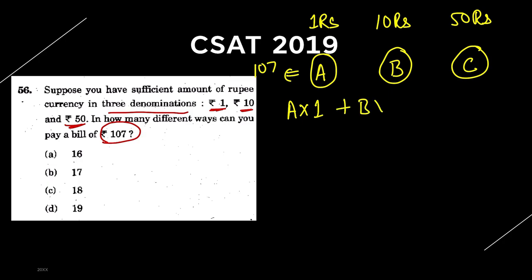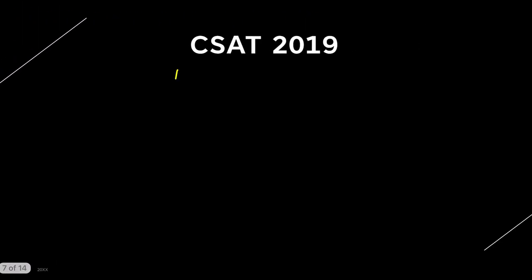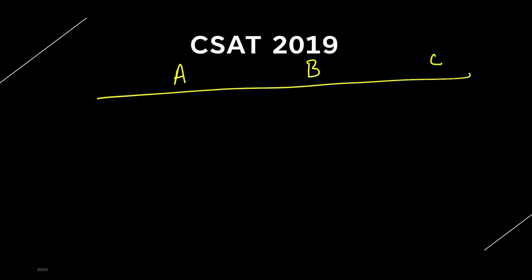If I have B notes of 10 rupees, that means B into 10. Like I have, say, 7 notes of 10 rupees, that makes it 70 rupees. And C into 50, right? So, A is 1, B is 10, and C is 50. I hope this is clear. And you want to make 107 rupees. Right? Now, I will make a table here and see how many values are possible.